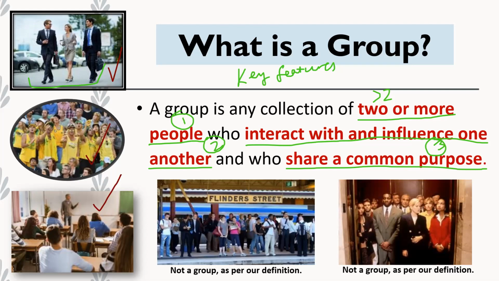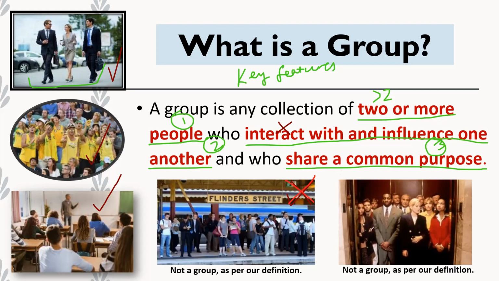But for example, people standing on the platform at Flinders Street Station, if they're not talking to one another, they're just on their phones, someone's reading a newspaper, they're just waiting for the train. So yes, they share the common purpose, but they're not a group because they're not interacting or influencing one another. So we'd put a cross there. We'd say that these guys are not a group.